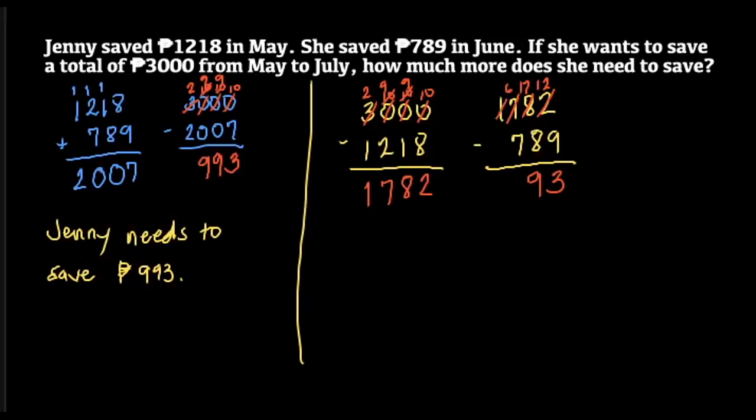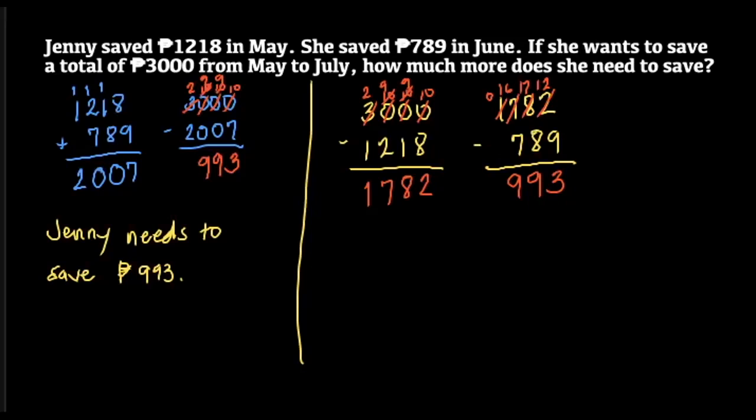So this becomes 0,000 and that becomes 16. Okay, so 16 hundreds minus 7 now gives us 9. So same thing, Jenny still needs to save 993 pesos. So these are only two of the ways that we can solve this word problem, and both ways give us the same answer, 993 pesos.